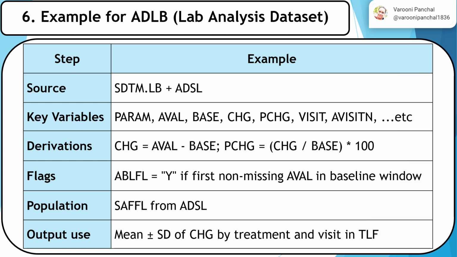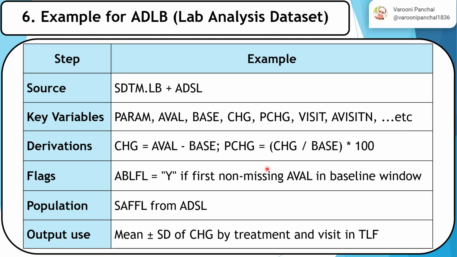Now this is an example for a laboratory analysis dataset, which is ADLB. The source is SDTM LB plus ADSL. It can also be a supplementary LB if there are certain questions which cannot be placed in the SDTM domain LB. The key variables here are PARAM, AVAL, BASE, change from baseline, percentage change from baseline, VISIT, AVISIT. There can be other primary key variables also, so you can add to this list if relevant.